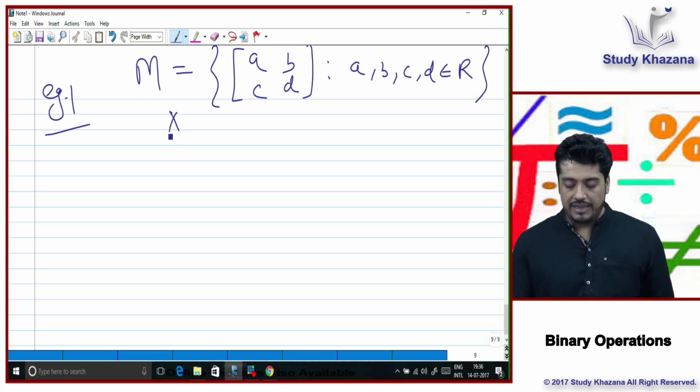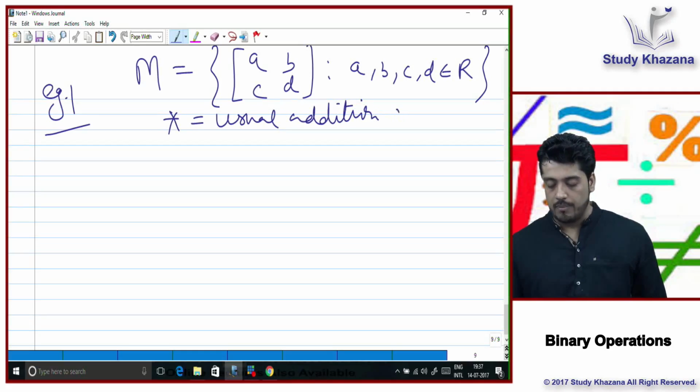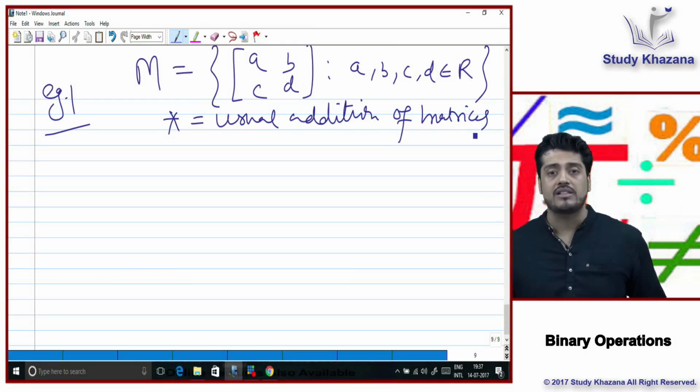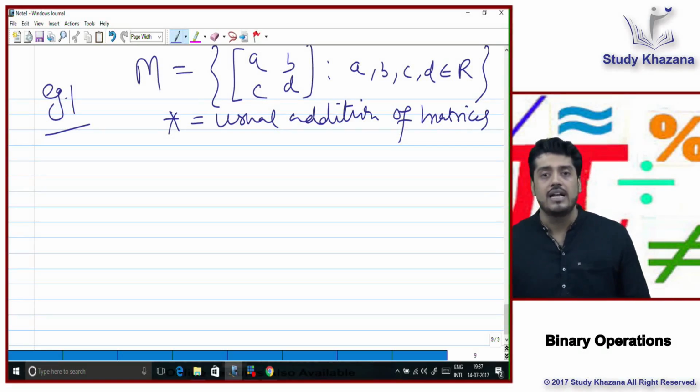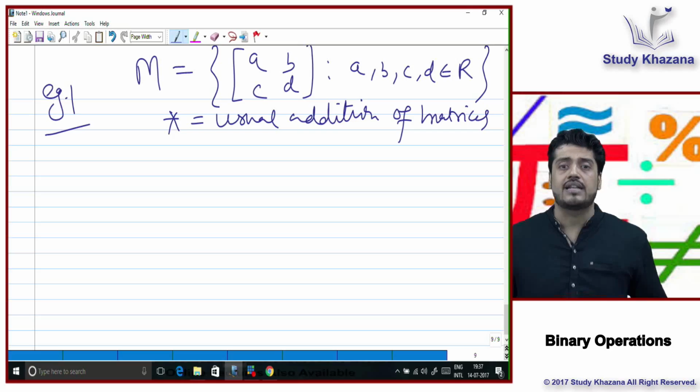Now, if I take star as usual addition of matrices, you know what the requirement is for addition of two matrices. दो मैट्रिसेस को आप ऐड कब कर सकते हैं? जब वो सेम ऑर्डर की हो. दो मैट्रिसेस को ऐड तभी किया जा सकता है जब वो सेम ऑर्डर की हो. और कैसे ऐड करते हैं?